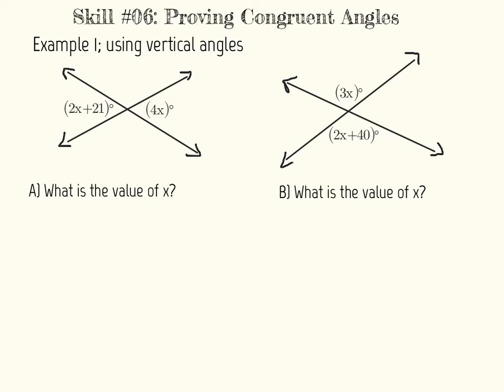For A, we have one angle that is 2x plus 21. The vertical angle to that one is 4x. So if I were to solve this, I want to set them equal to each other because I know that this angle is congruent to this angle. So 2x plus 21 is equal to 4x. And then I just have to solve for x. So minus 2x, and I have 21 equals 2x.